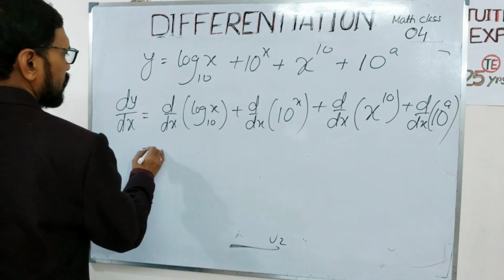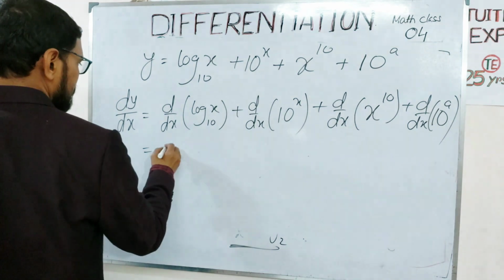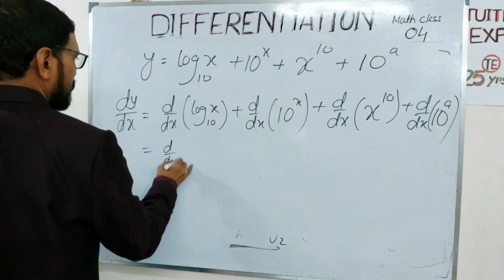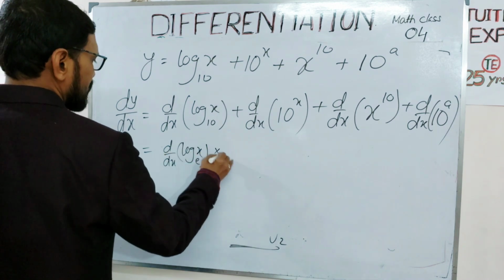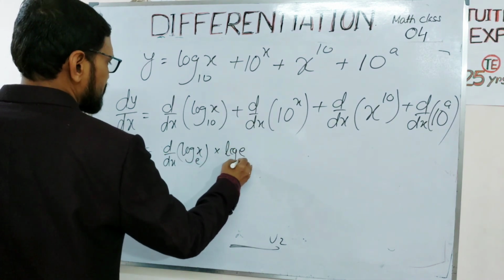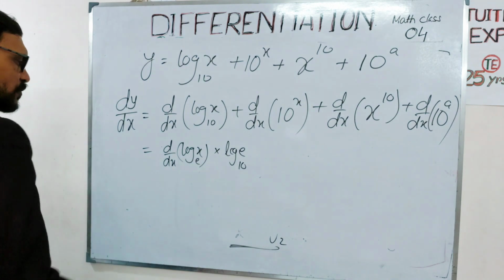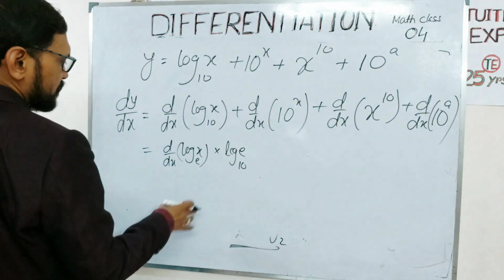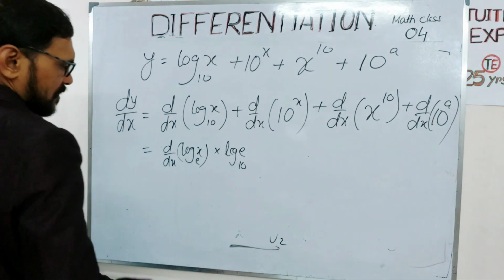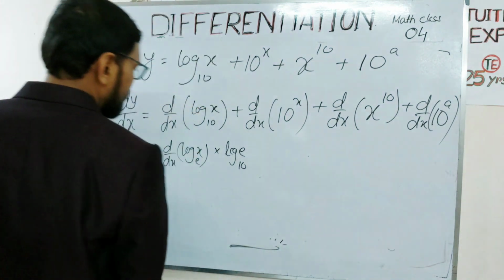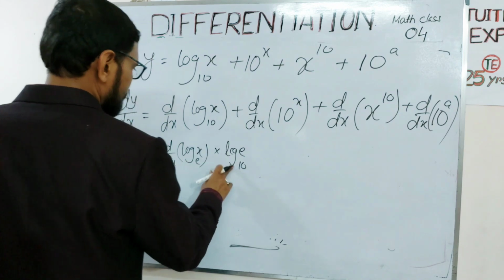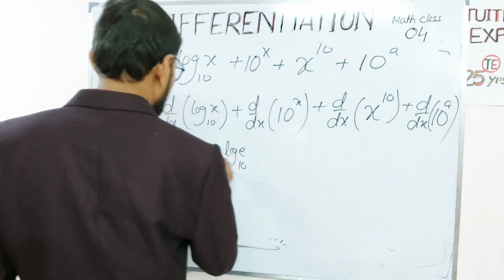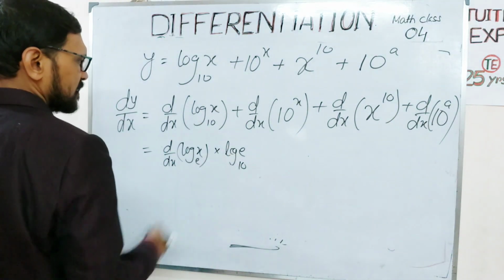Now this becomes d/dx of log x base e, so we have to multiply log e base 10. This comes from the previous problem, where I proved that. In the previous problem I did this type. So this becomes this way.